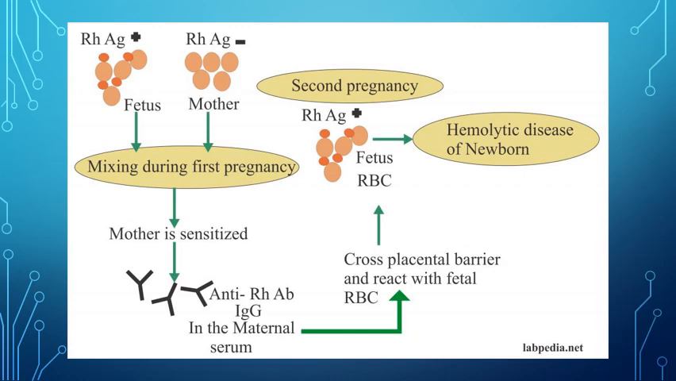Also, we have a diagram to show the RH incompatibility and how it proceeds to cause hemolysis. If we have a mother with RH negative group and a father with RH positive, which is more dominant, we have a mixing of blood during the first pregnancy. The mother becomes sensitized and will produce anti-RH antibodies in the maternal blood, which will cross the placental barrier and react with the fetal RBCs. It will cause hemolysis and hemolytic disease of the newborn.